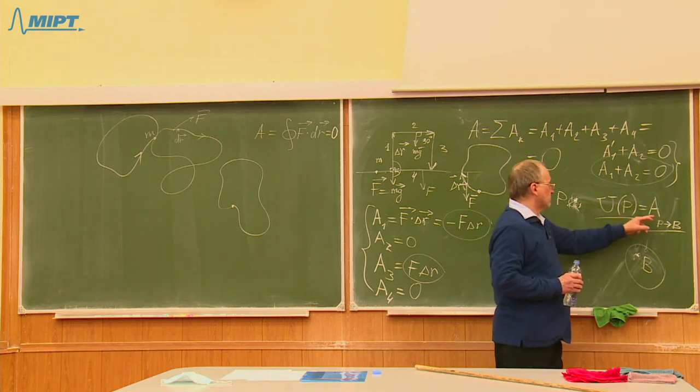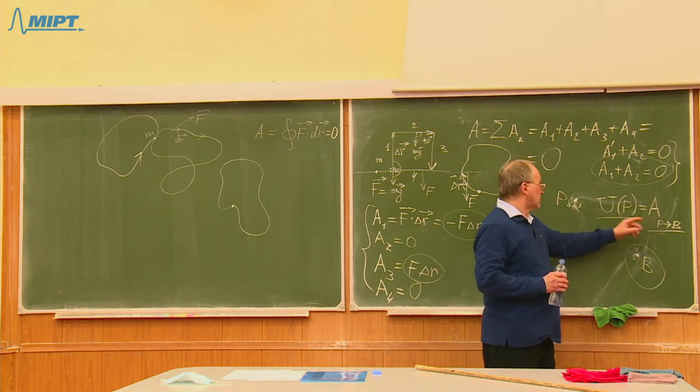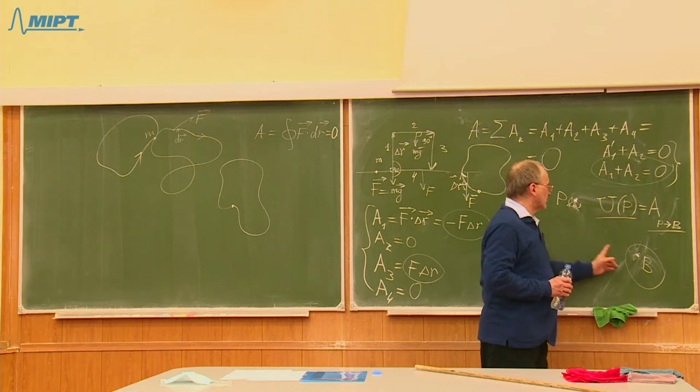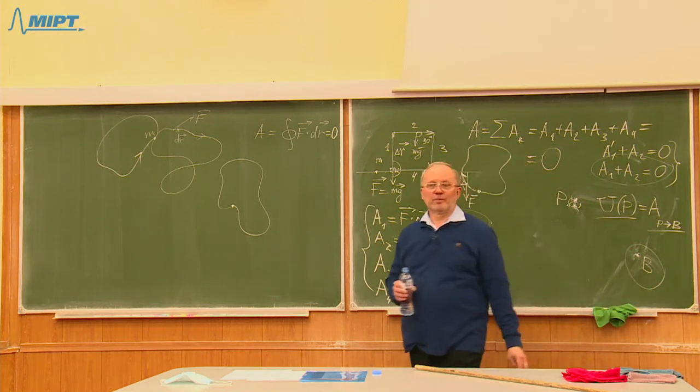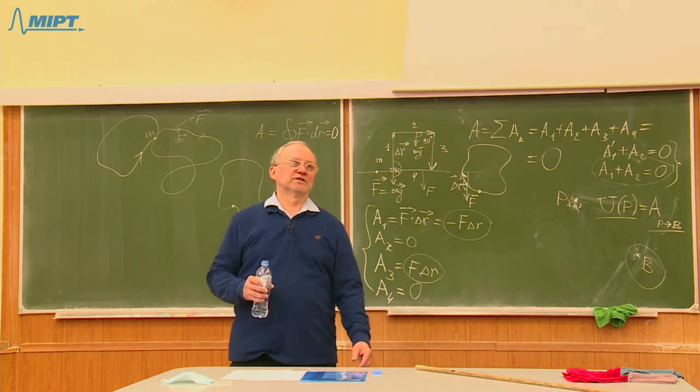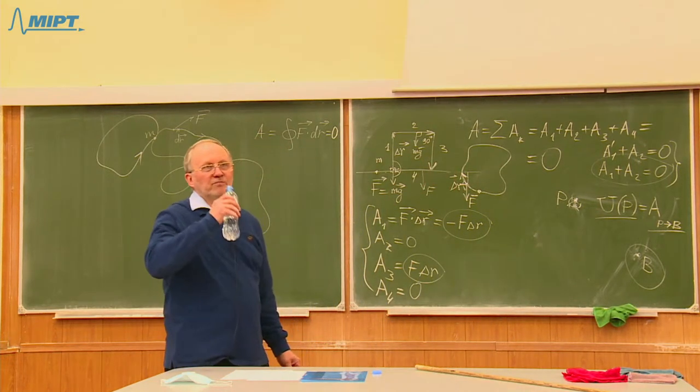So the potential energy at point B is zero, and the potential energy at any other point is defined by definition as the work performed on moving this particle from the initial point to the reference point. That's the definition of potential energy in the general case.